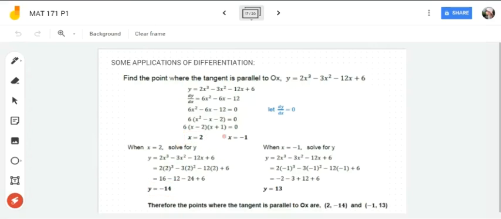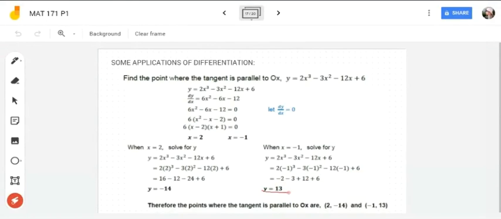For the second point, we have x is equal to negative 1. Substitute to your function. So your y is equal to 2x cubed minus 3x squared minus 12x plus 6, and then you will substitute negative 1. So that will become 2 times negative 1 raised to 3, minus 3 times negative 1 squared, minus 12 multiplied by negative 1, plus 6. So that will become negative 2 minus 3 plus 12 plus 6.